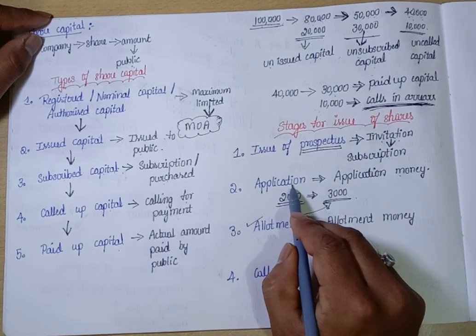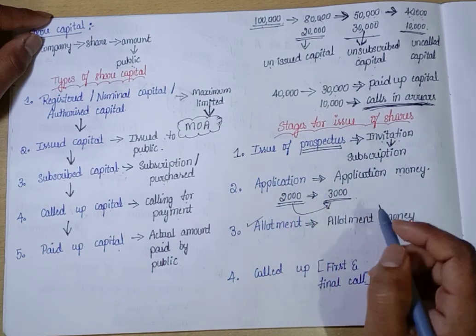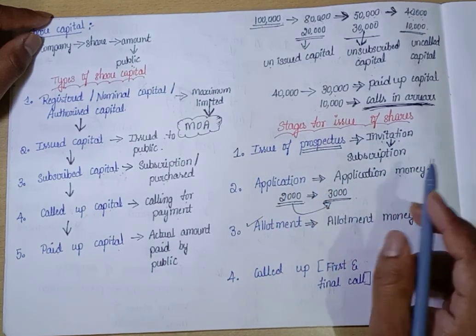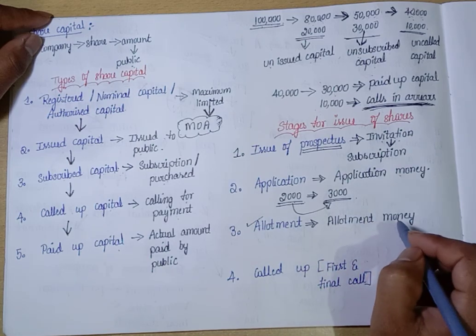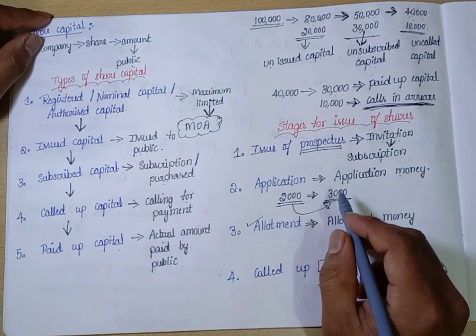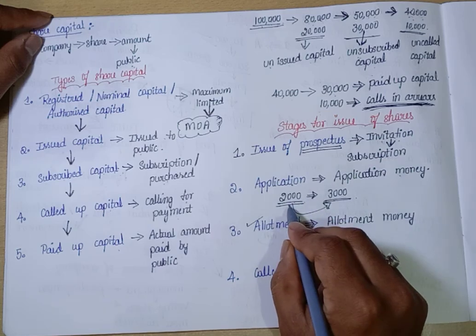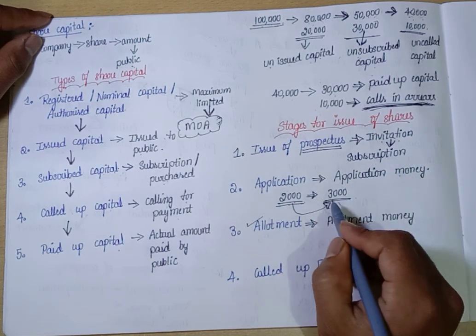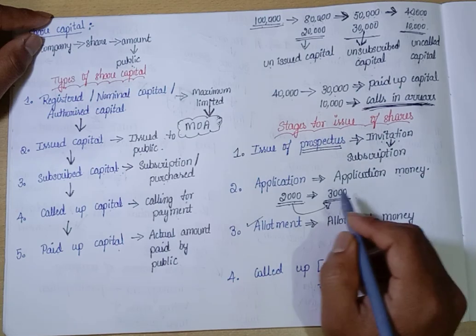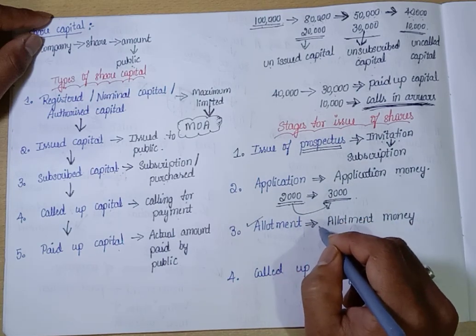At the time of application, if you are receiving money, that is called application money. At the time of allotment, if you are receiving money, that is called allotment money. Whatever available shares we have, we assign to the number of applications. That process is called allotment.